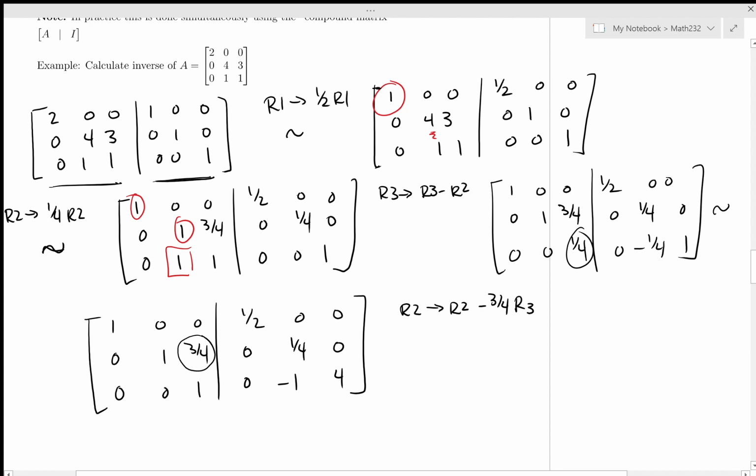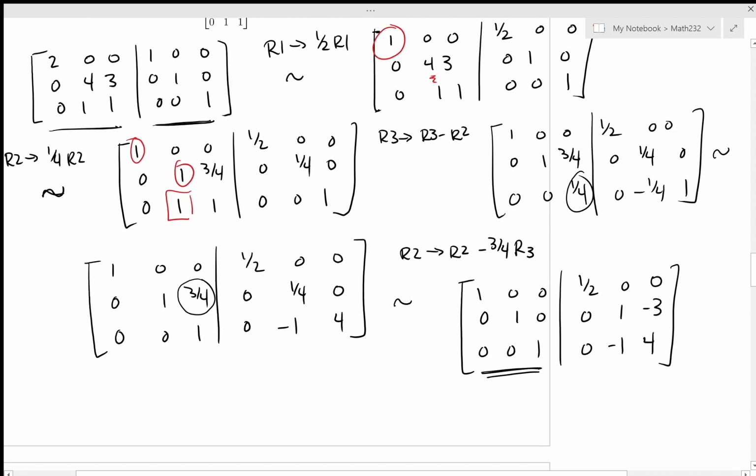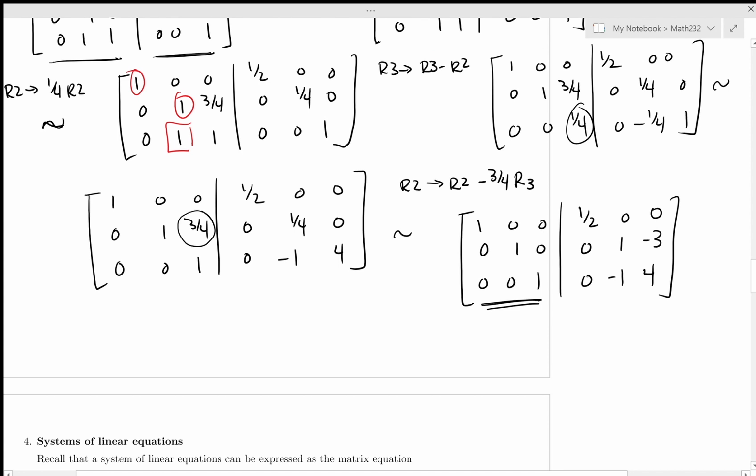Okay, I'll go ahead with that. That's going to get me this guy here. 1, 0, 0, 1/2, 0, 0, 0, 1, 0, 0, 1, minus 3, 0, 0, 1, 0, minus 1, 4. Okay, I stop. This thing here is now the identity matrix. So then I claim that the inverse of A is this side over here.